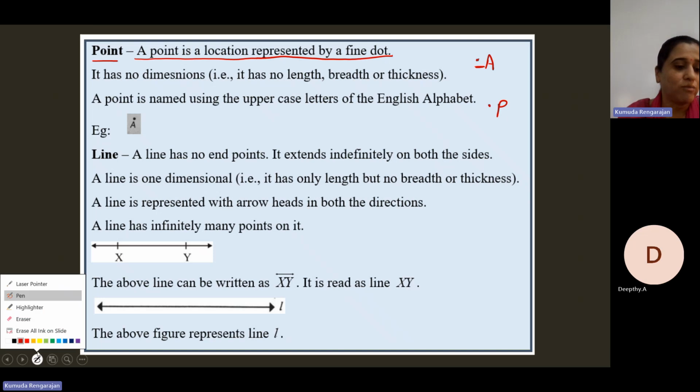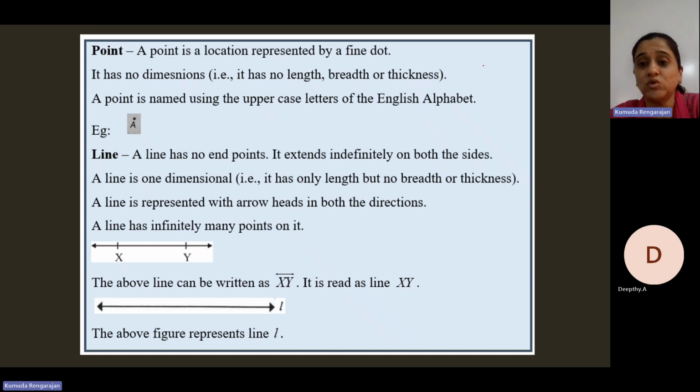A point is always named using a capital letter. We use any letter from A through Z, but in the uppercase. Capital letter A, capital letter B. So point A, point Q. See, this is incorrect. Point D, this is incorrect, because you cannot name a point using a small letter.